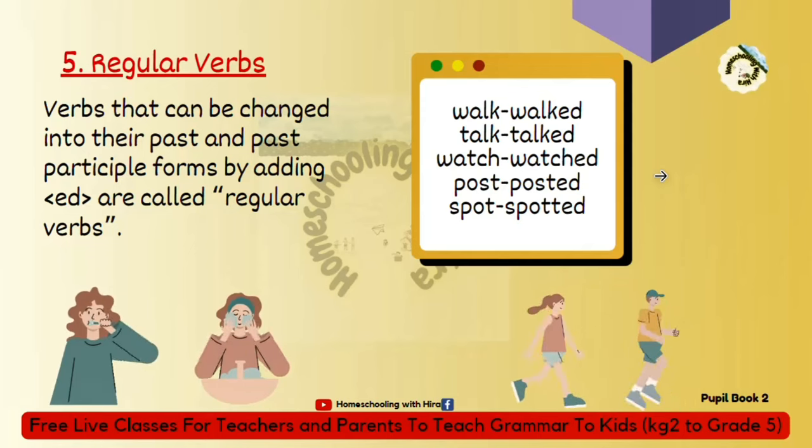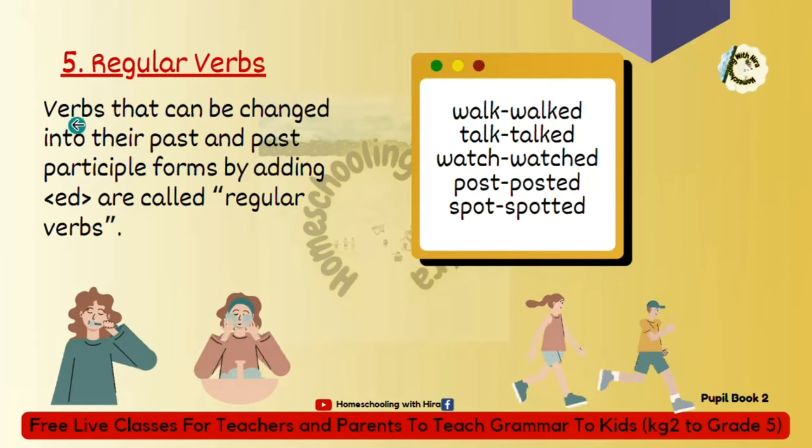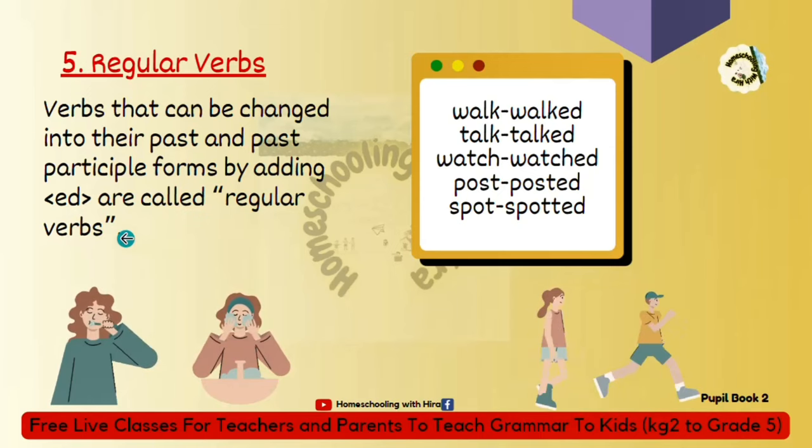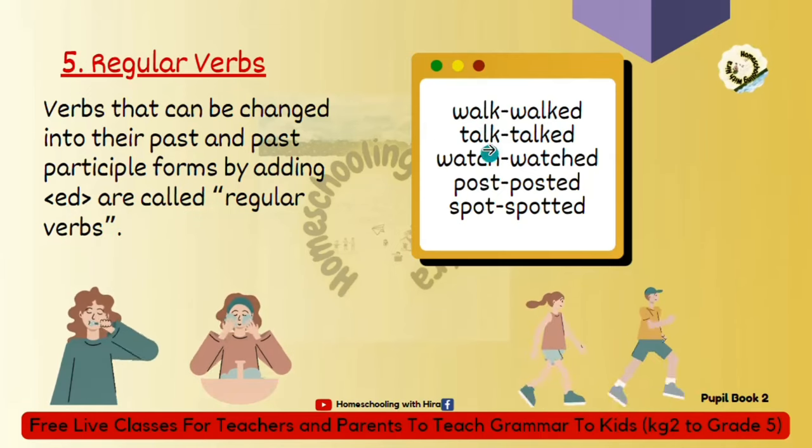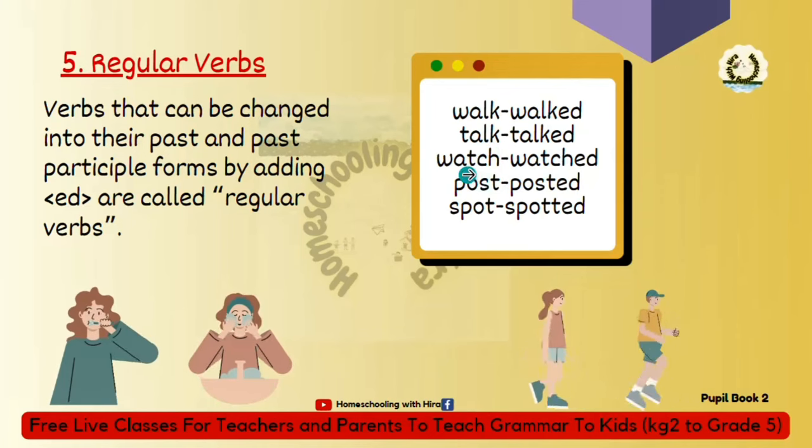Next type of verbs, regular verbs. Very simple, easy concept, we can teach this to our kindergartener as well. Verbs that can be changed into their past and past participle forms by adding ed are called regular verbs. For example, walk into walked, talk will change into talked, watch watched, post posted, spot spotted.